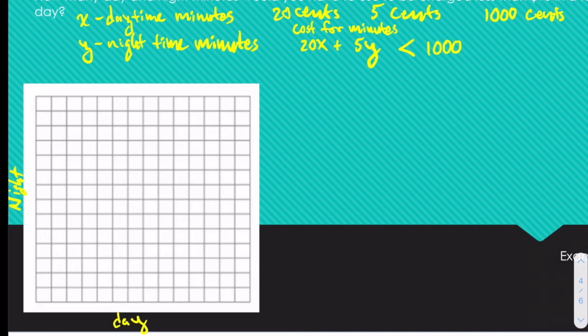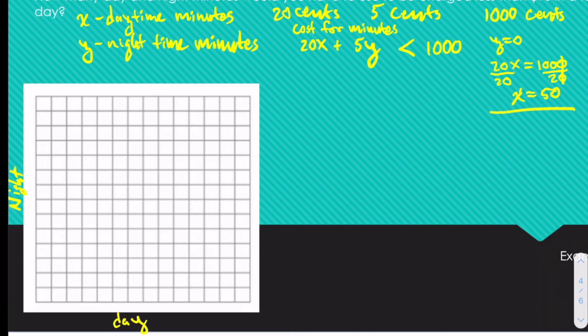Now we have to find the upper limits of x and the upper limits of y. Upper limits occur when you have 0 of one of them. So if I set y equal to 0 and just use this as an equation, now I have 20x is equal to 1,000. I'm going to divide by 20. The zeros cancel, and 100 over 2 is 50, so I get x is equal to 50. So 50 is the upper bound for x.